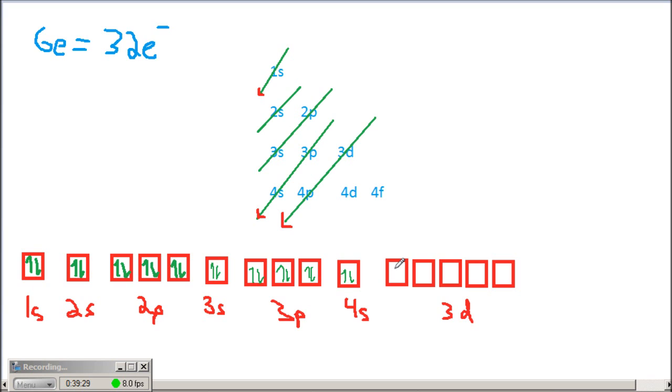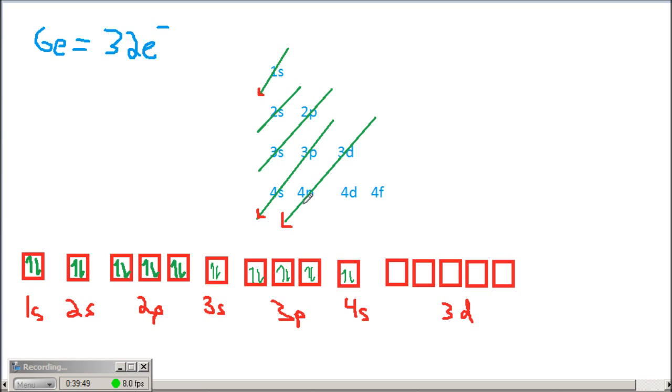How do you think I'm going to start filling in the d? Do I do 2 here, 2 here, 2 here, 2 here, 2 here? Or do I do up, up, up, up, up, down, down, down, down, down? Okay, so I'm going to do the spin ups first, and then I'm going to put in spin down. Why?